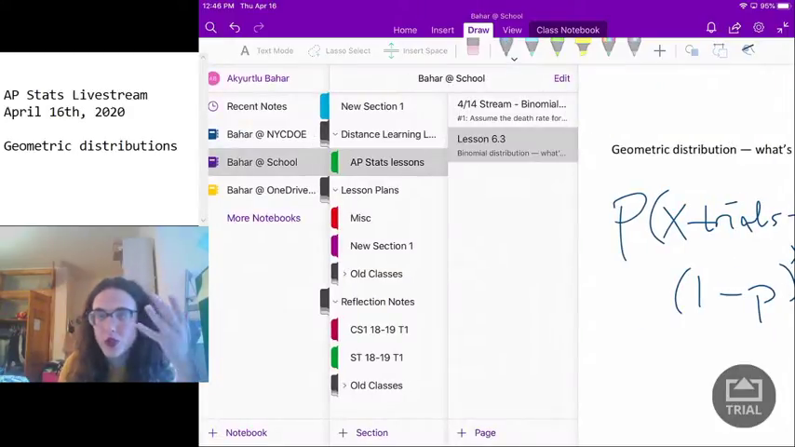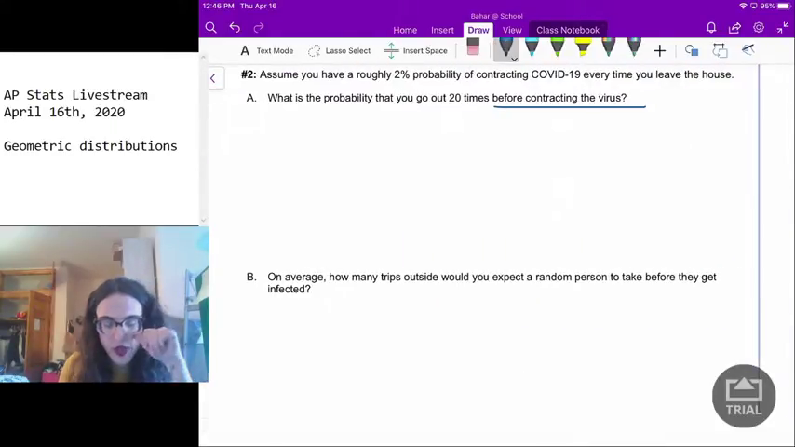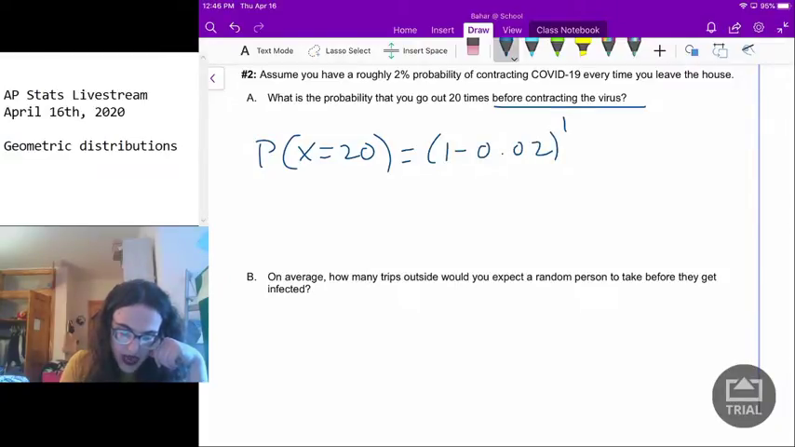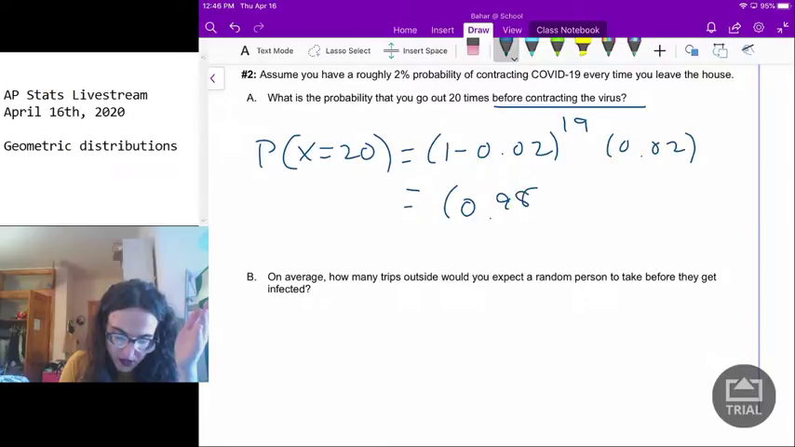So if we were to go back to this problem of what's the probability that we go out 20 times before contracting the virus, we would say the probability that x equals 20 is going to be 1 minus 0.02 to the 19 times 0.02. Again, if we have a 2% chance of success, that means we have a 98% chance of failure.